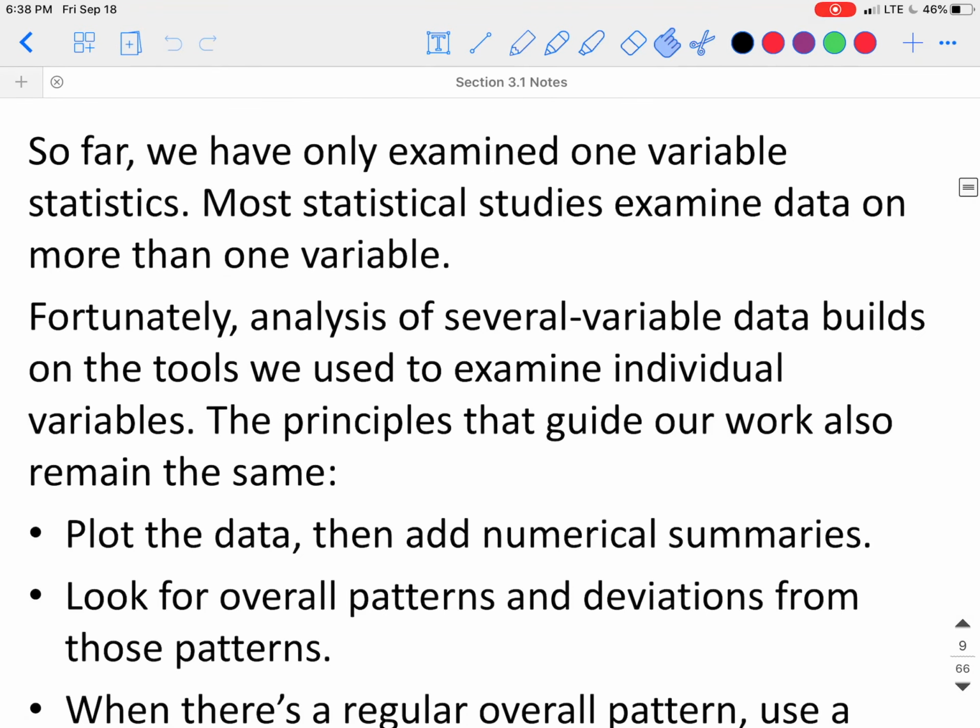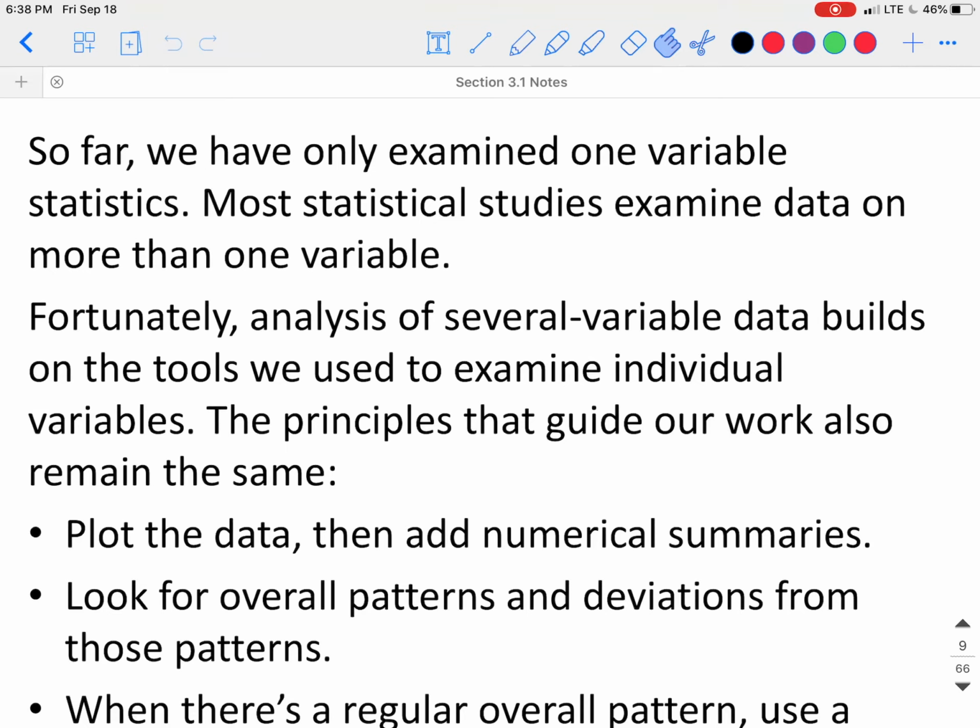So far, we have only examined one variable statistics. Most statistical studies examine data on more than one variable. Fortunately, analysis of several variable data builds on the tools we use to examine individual variables. The principles that guide our work also remain the same.